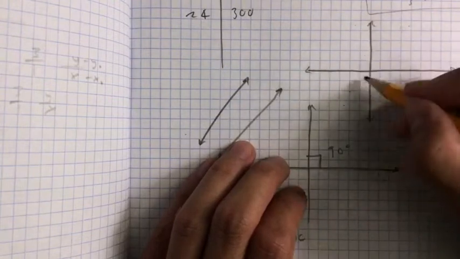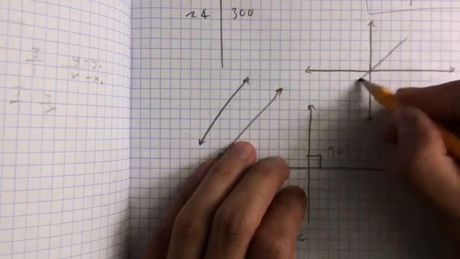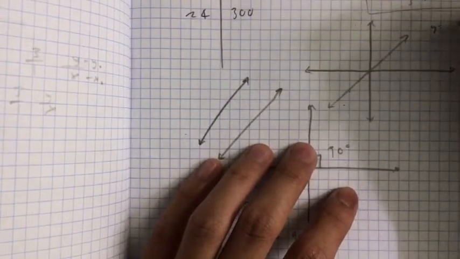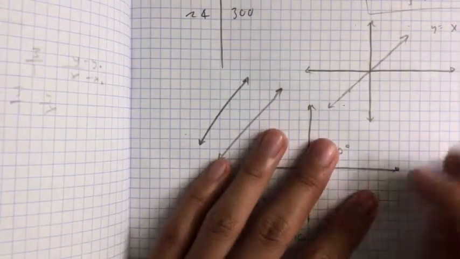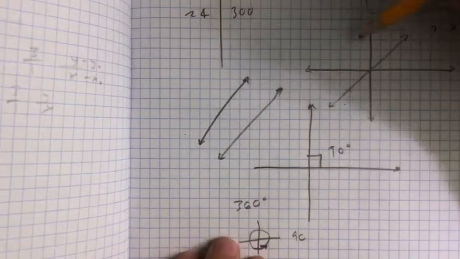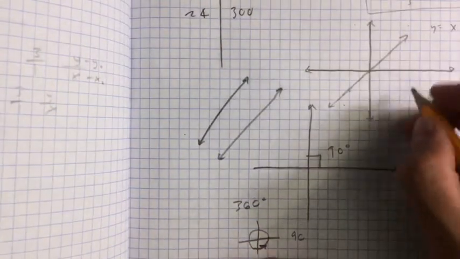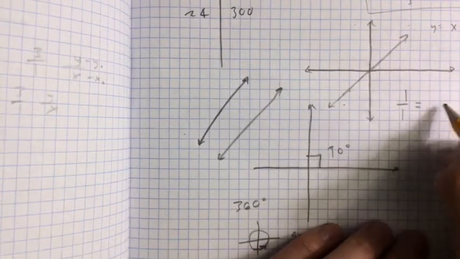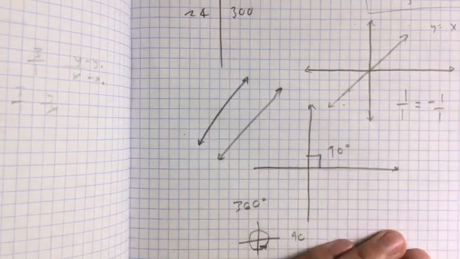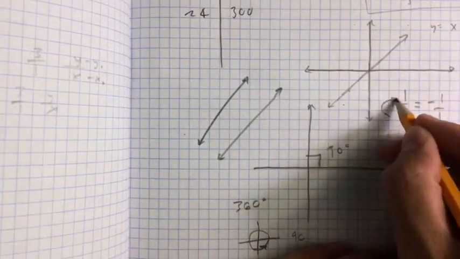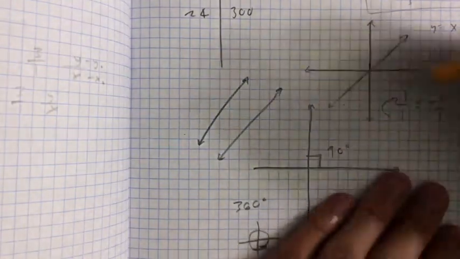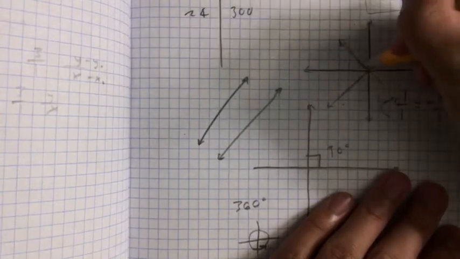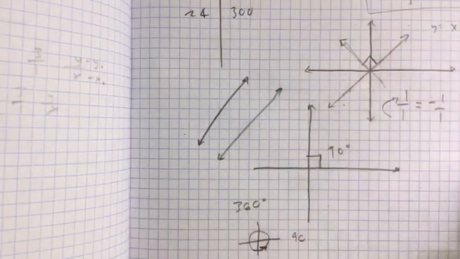Has a slope of 1. It's going to look something like this. So y equals x. Well, the one that's perpendicular is going to have the inverse reciprocal. So the inverse reciprocal of 1 is just negative 1, because you flip it around, and then you add a negative. So it's going to look like this. And as you can see, that's 90 degrees, and they're perpendicular.